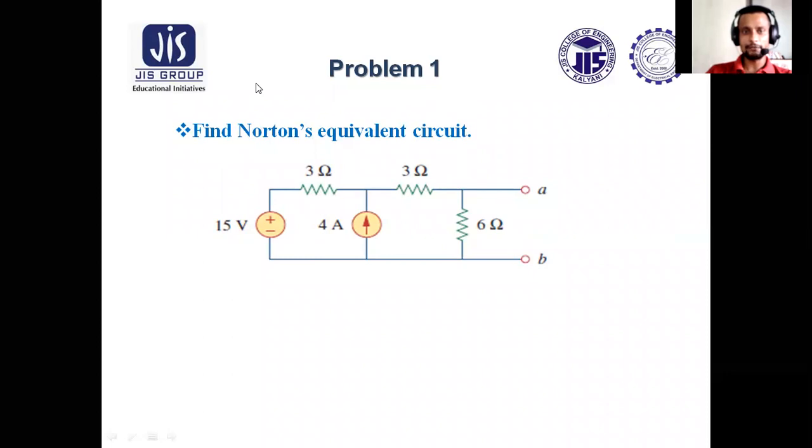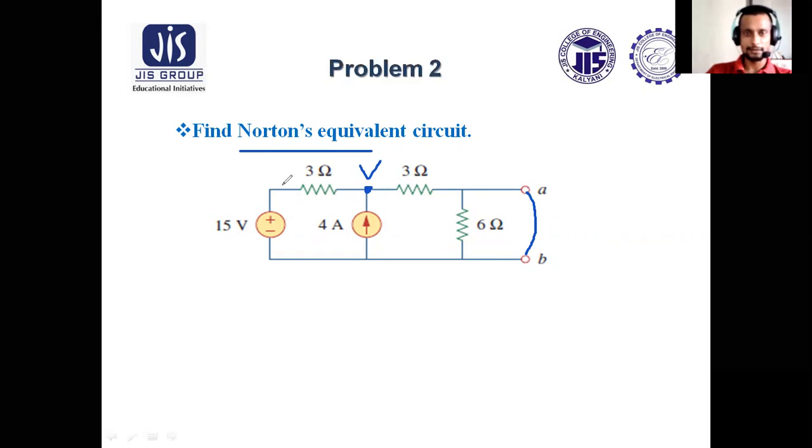Again, we are asked to find Norton's equivalent circuit across these two terminals. So how to find ISC? First we'll short circuit it. Now, as there are two sources, we can apply superposition theorem to find ISC through this path. You can apply nodal analysis as well here. It's up to you which method you apply. Let us apply nodal analysis here.